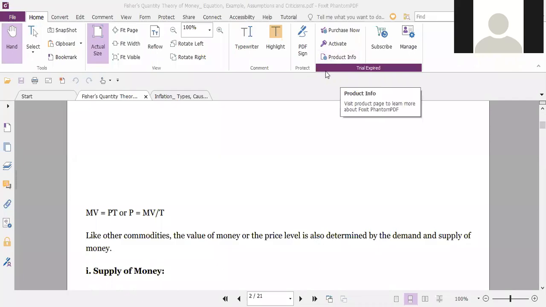A little bit is left in inflation, and then after we'll come back to this. We'll start with this new topic of quantity theory of money, right?